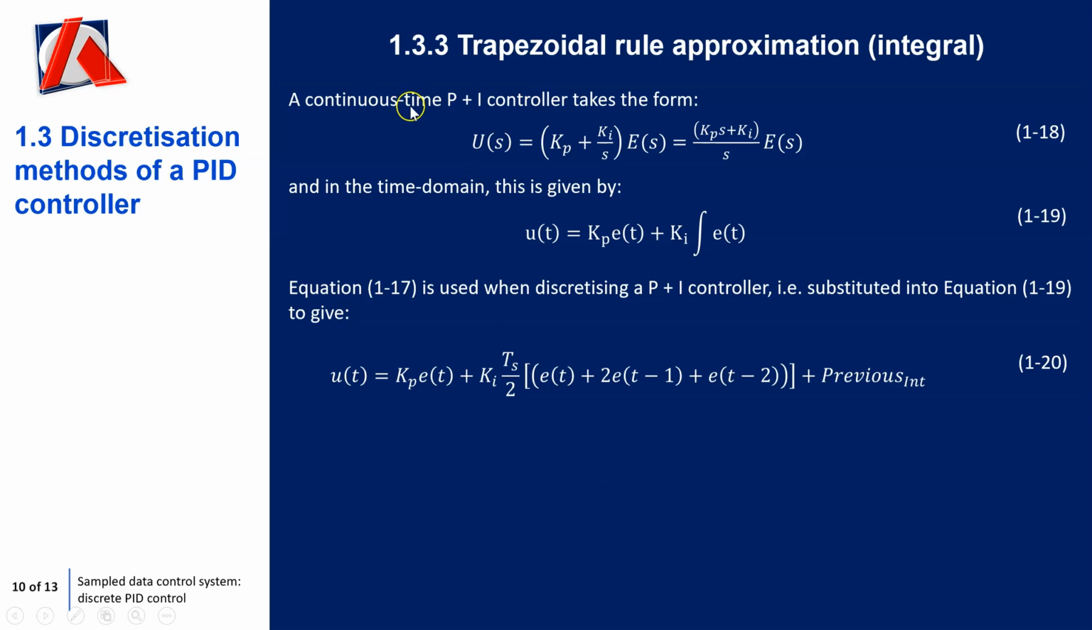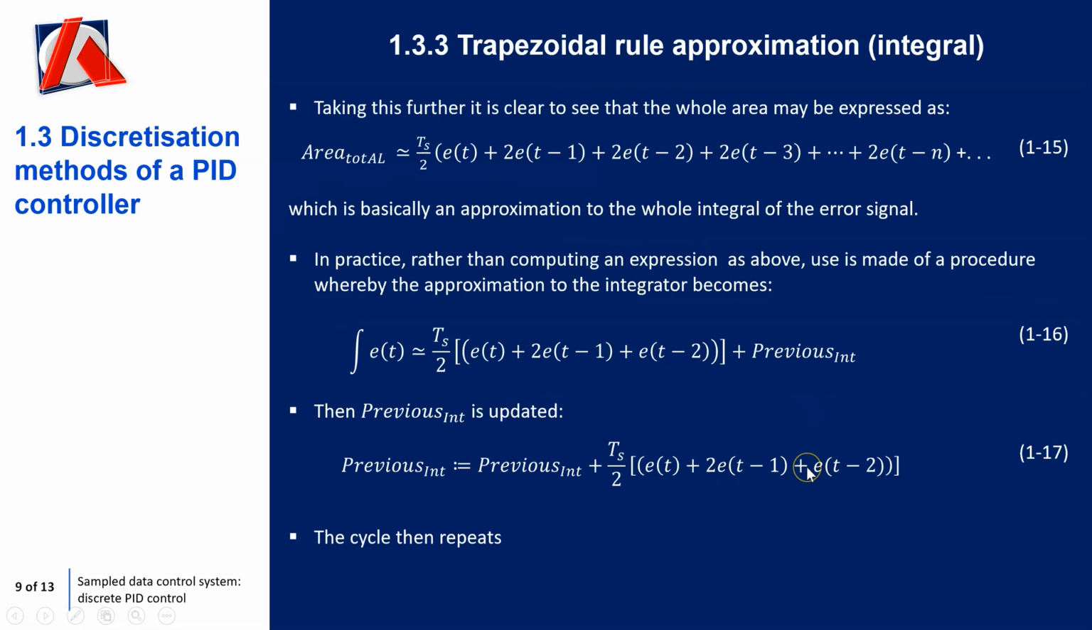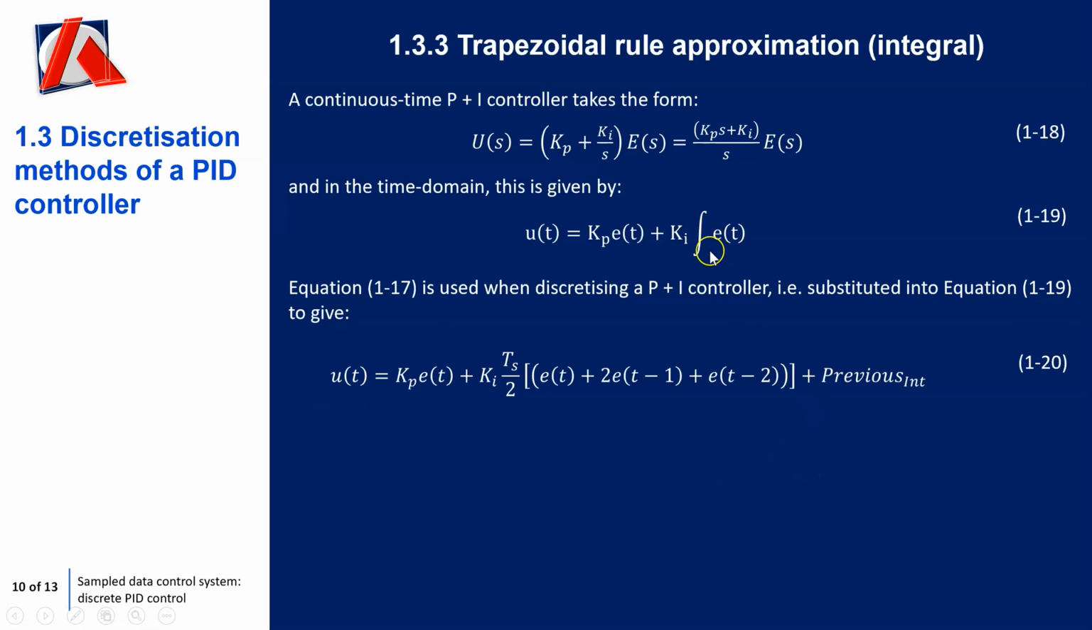So if you're just looking at the PI controller, this is what it looks like in the continuous time domain. You remember the form we looked at at the beginning, where you've got just the integral of e of t. What we've done here is replace e of t with the equation 117 that we've just determined, and then this is the form we get for equation 119. So that is the form of the proportional and integral controller.